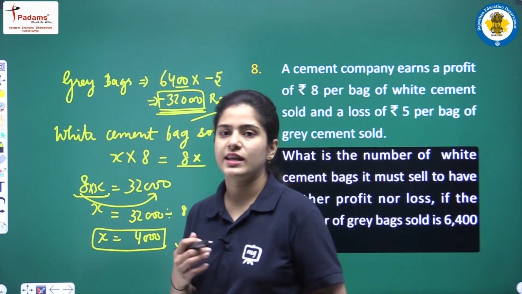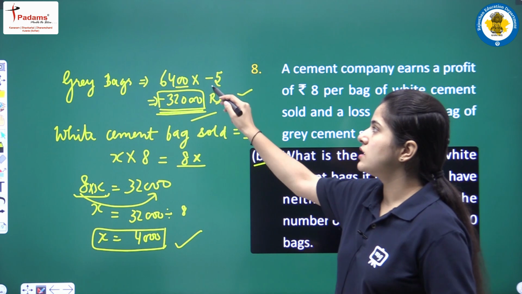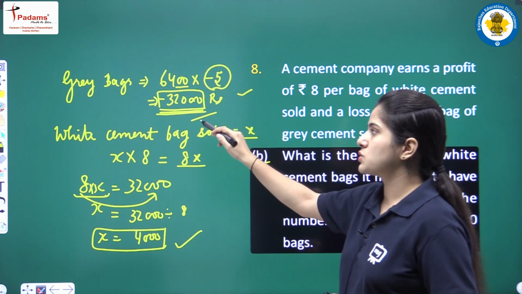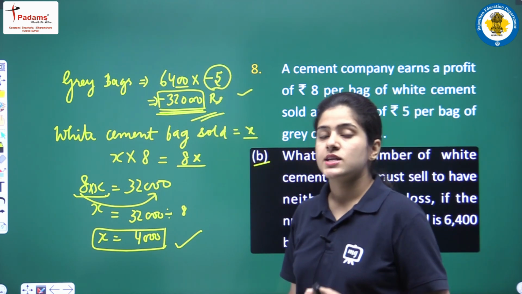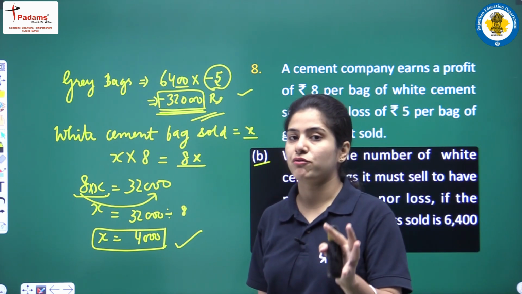Alright students, so you can have a look. For every grey cement bag sold, minus 5 loss, so the total loss is 32,000 rupees. So we have to earn a profit of 32,000 rupees to have neither profit nor loss.